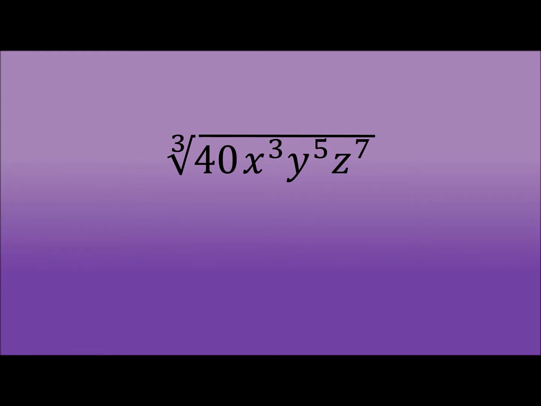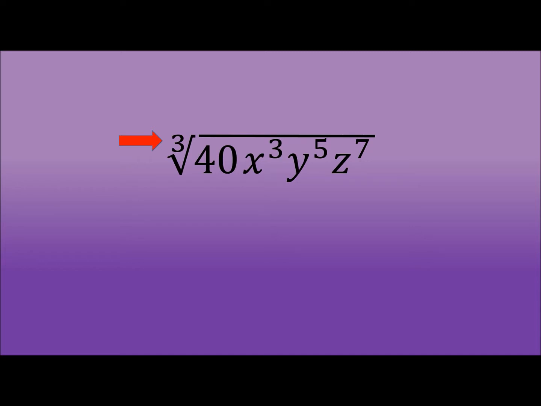I start by looking at the index. If the index position were blank, I'd assume 2 as the index, but here it is 3. Therefore, I'm going to rewrite the radicand in a way that features triples of factors throughout, just as the x cubed already is. My decision of whether to feature doubles, triples, quadruples, or whatever depends on the index.